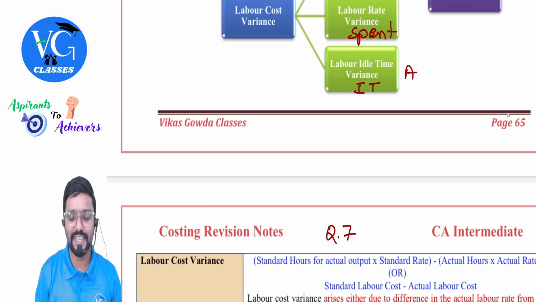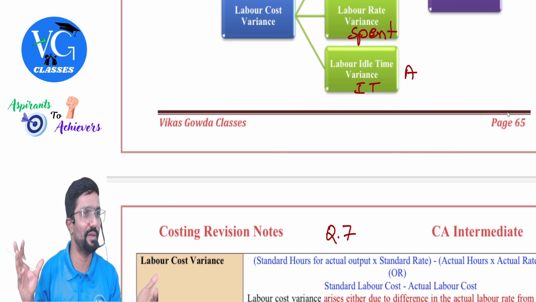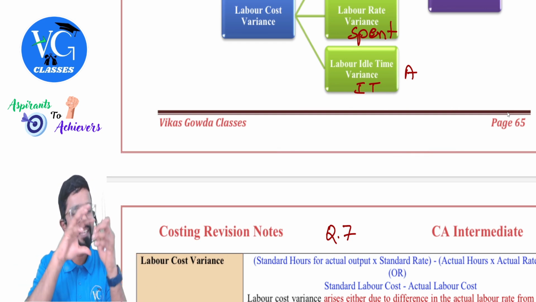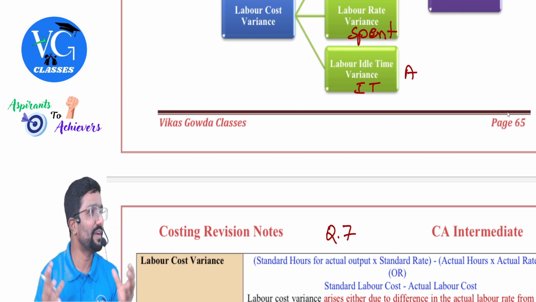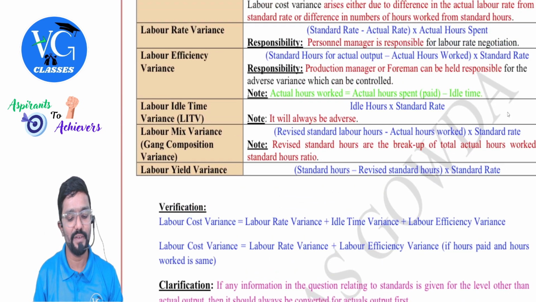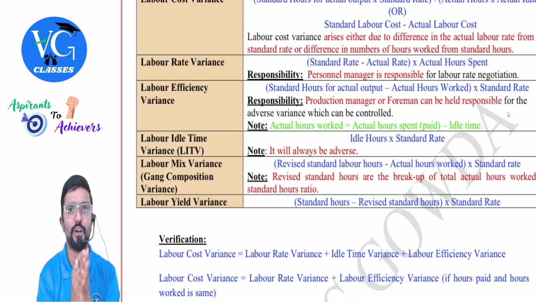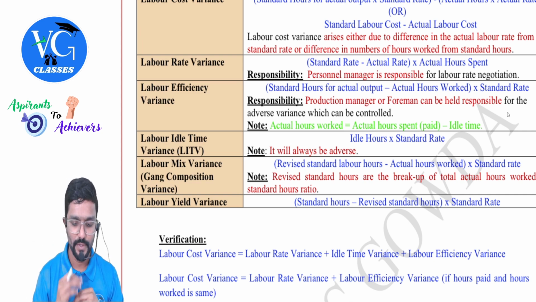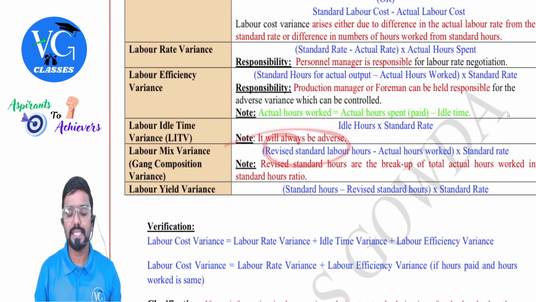And why are you calling it a gang? All these people put together are a gang. Boys gang, or even girls gang will be there. So the group of workers is called a gang. Correct, Tejaswini? Group of students is called a gang. Same way, group of workers is called a gang. So mix variance, we also call it gang composition variance. If there is any mismatch of the hours of each category of workers, then we will have adverse mix variance.